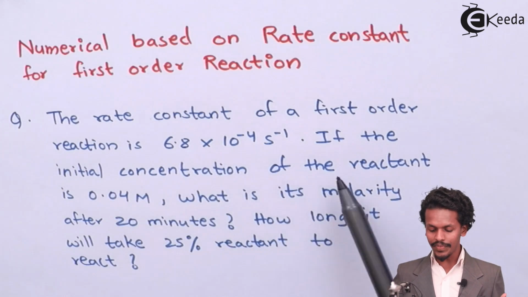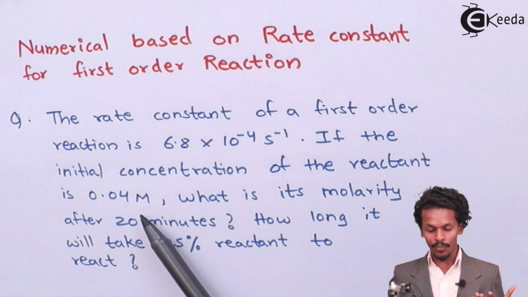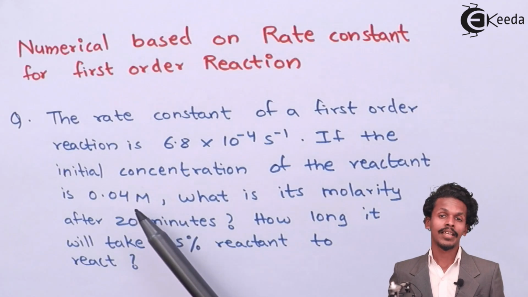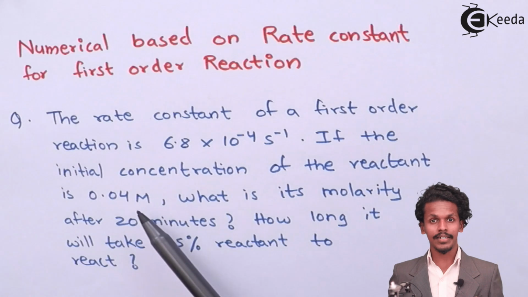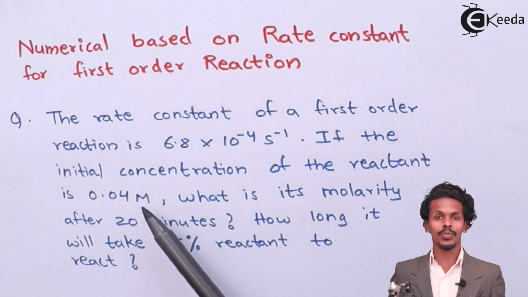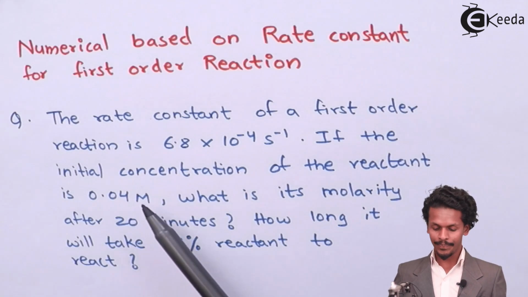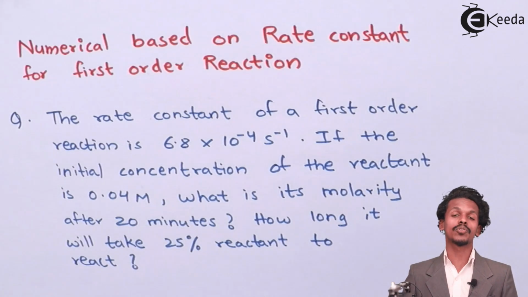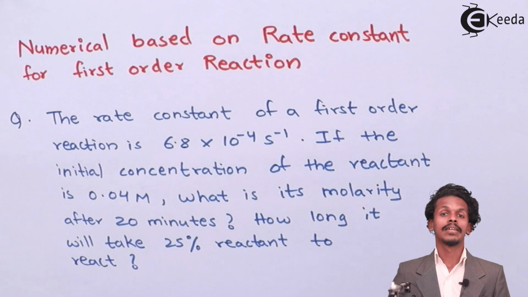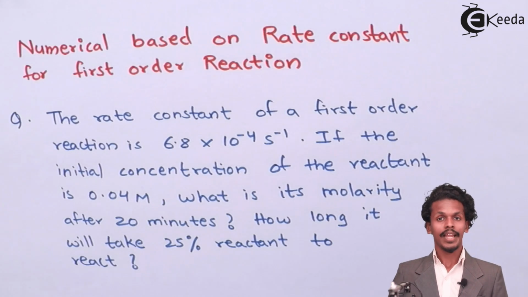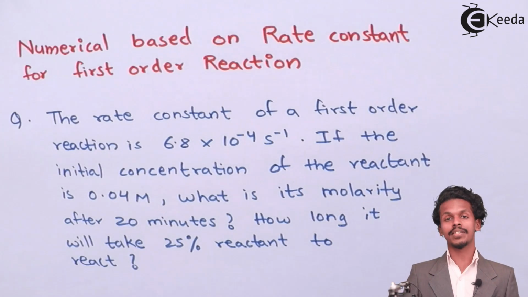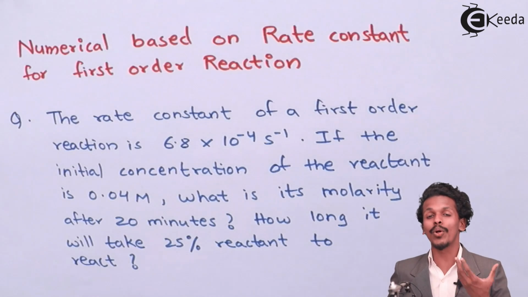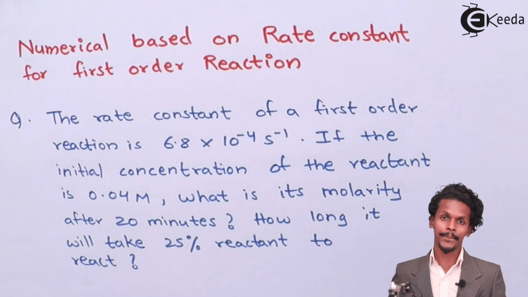If the initial concentration of the reactant is 0.04 molar, which means the initial concentration A0 is 0.04 molar, what is the molarity after 20 minutes? Again, the time period T, which is 20 minutes, has been given, and on that basis we have to calculate the final concentration, that is, the molarity of At.